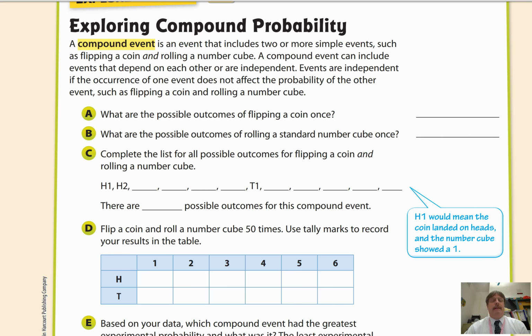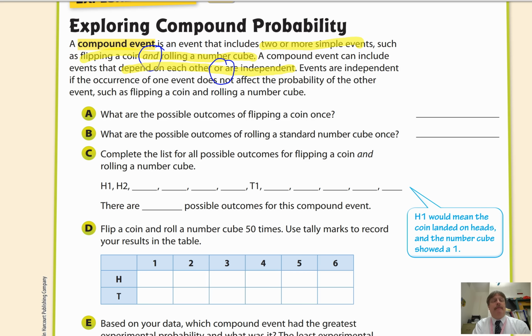So here, looking at the definition, a compound event is an event that includes two or more simple elements, such as flipping a coin and rolling a number cube. Okay, there's the "and" in there, that's important. A compound event can include events that depend on each other or are independent. So it doesn't matter. The key here is "or." They depend on each other or are independent.